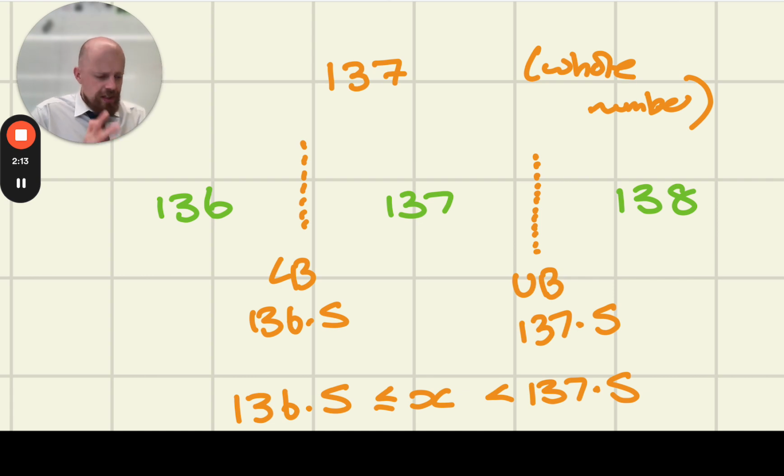Now you do notice that 137.5 actually rounds up to 138. However, because we can't write 137.4999999 forever on our calculators, we just say that the upper bound is 137.5.